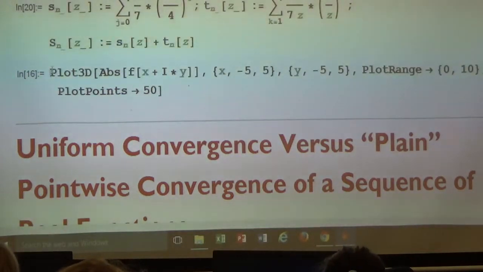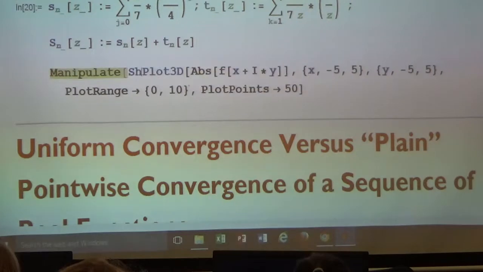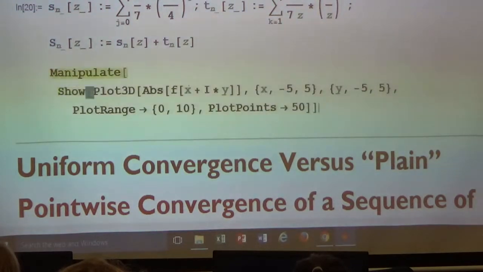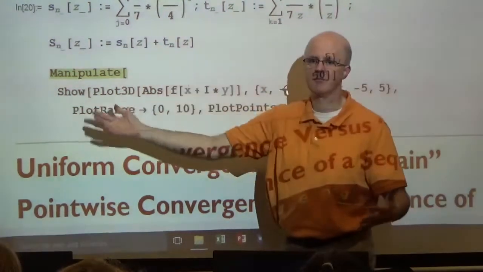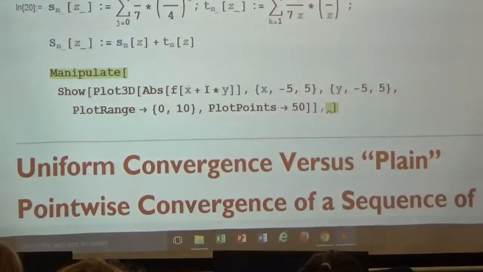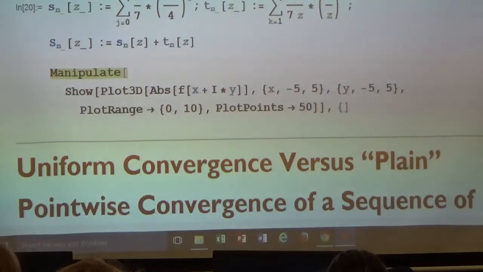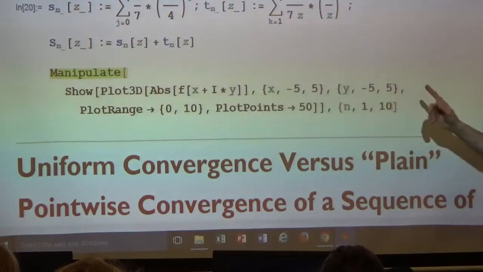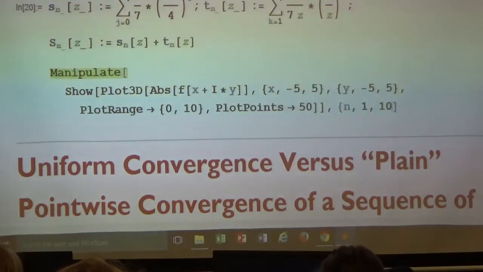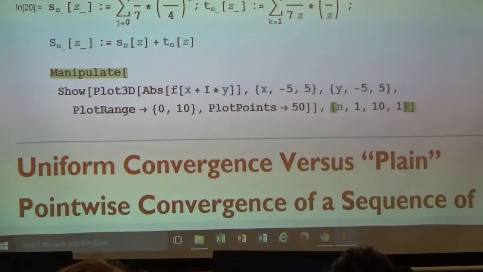Let's see here. Manipulate, show. What's going to be changing? It's the n that's going to be changing in Manipulate. Get bigger and bigger partial sums, so to speak. Partial sums with more terms. If I just type something like this, n starts at say 1 and goes up to 10, that's not good enough because Mathematica will assume it's a continuously changing variable. If I wanted to go up by 1 each time, put an extra comma 1.